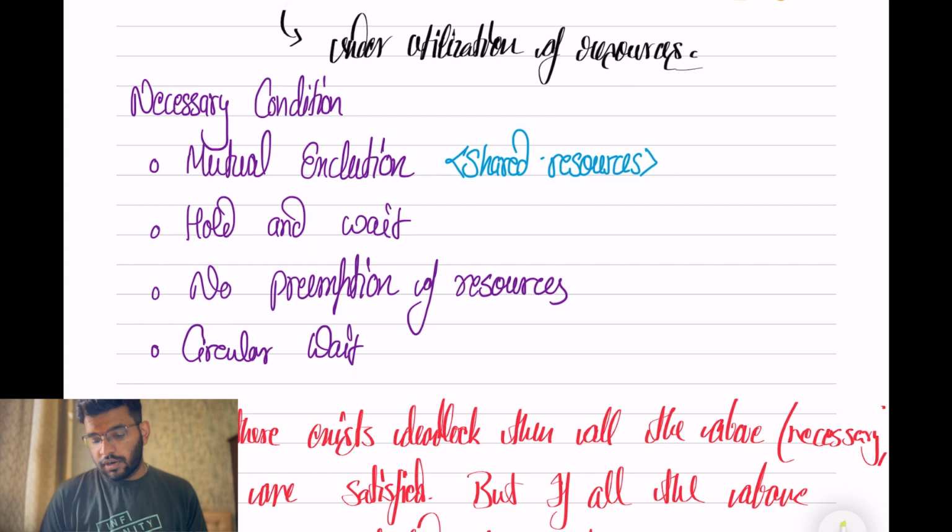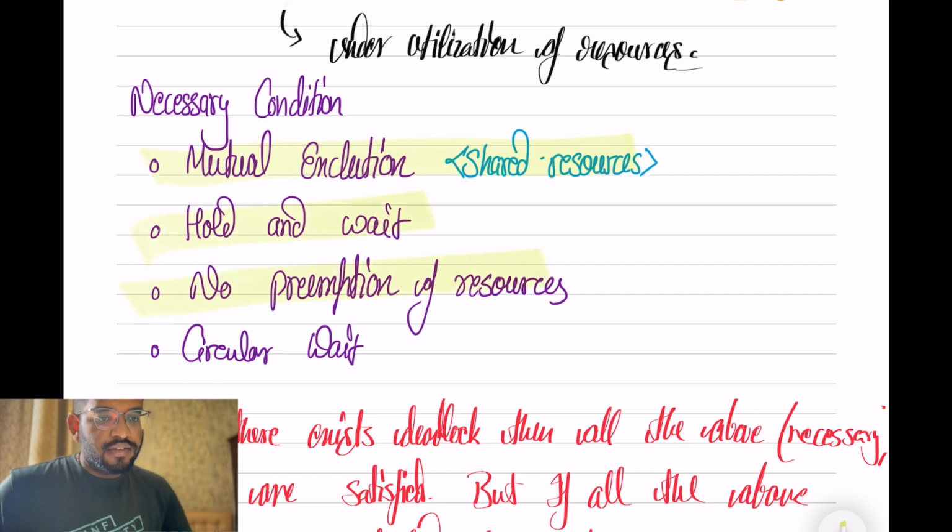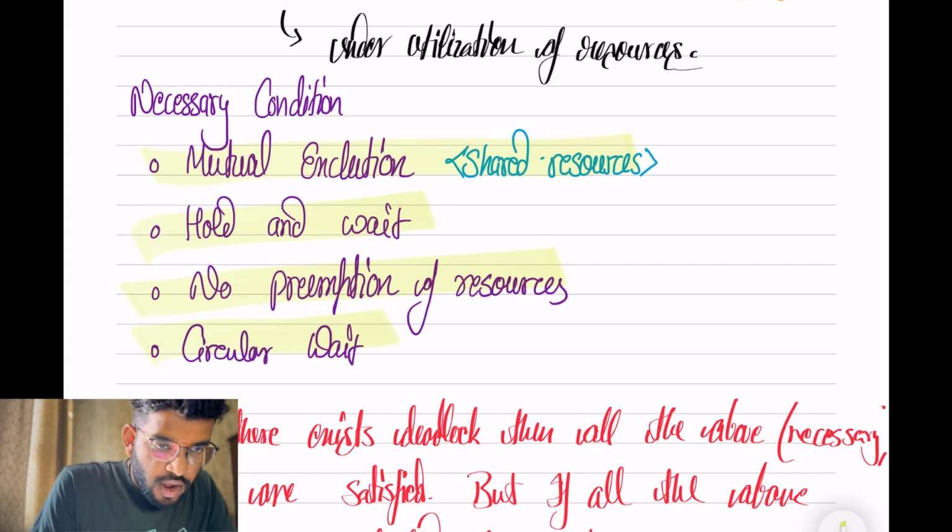So, the necessary conditions for deadlock to happen. There are some conditions which need to be fulfilled if there is a chance of a deadlock. First is mutual exclusion. Second is hold and wait, then no preemption of resources, and circular wait.